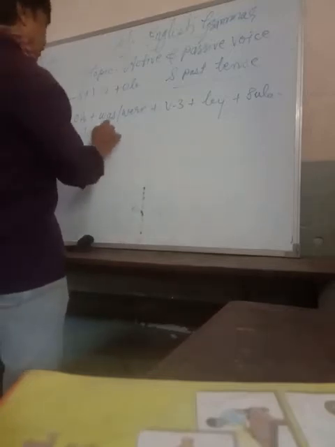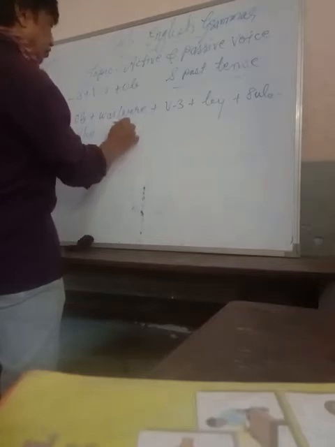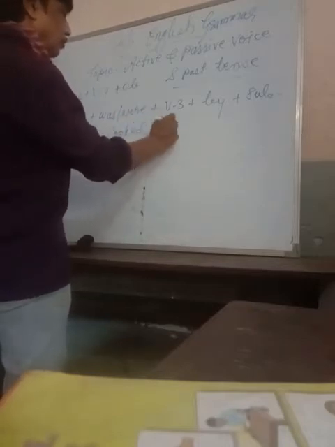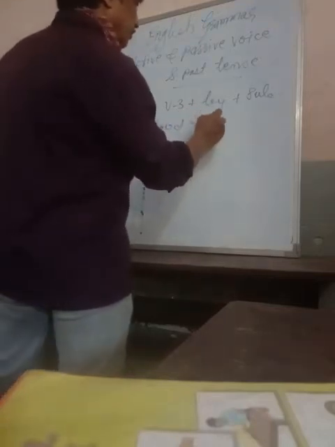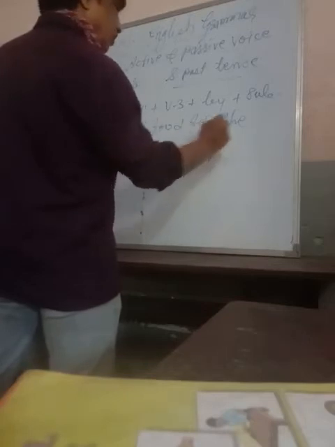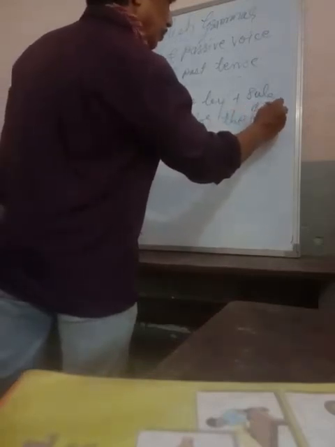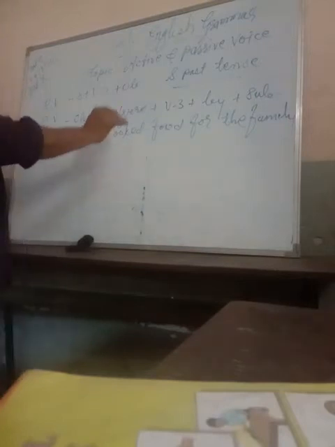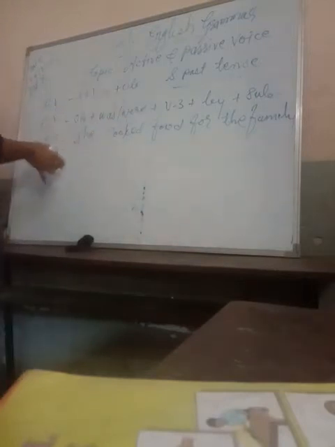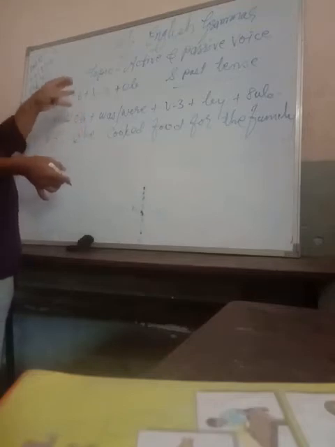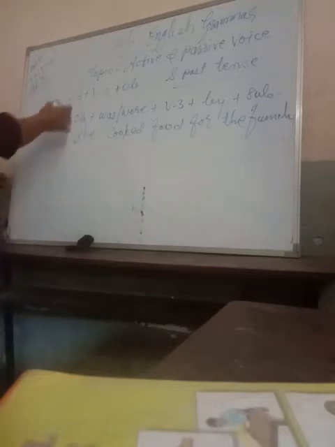Okay, I am going to give you an example. She cooked food for the family. Look, this is the sentence now. She cooked food for the family. So you can find it very easily now in which formula this sentence fits. So it is obviously in the first formula of active voice.